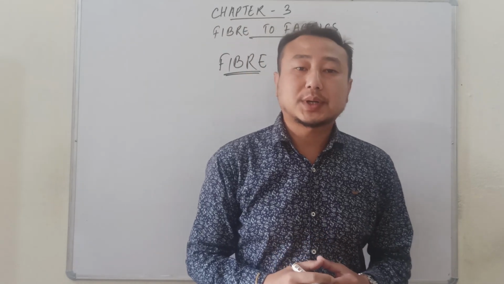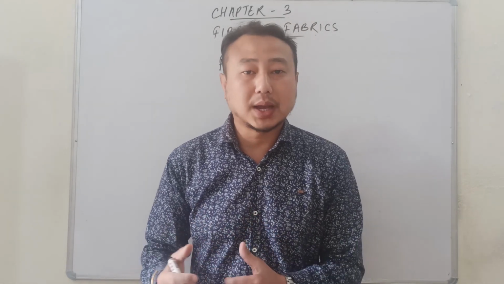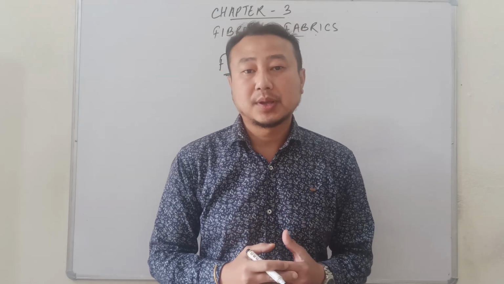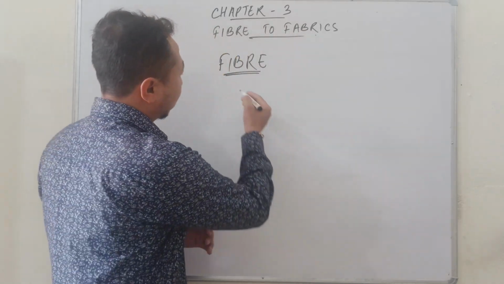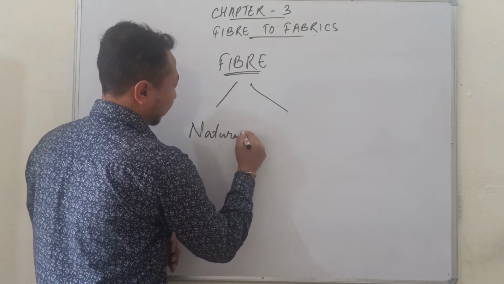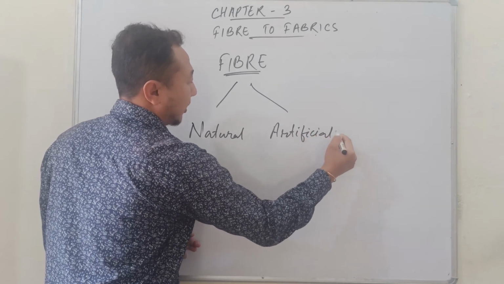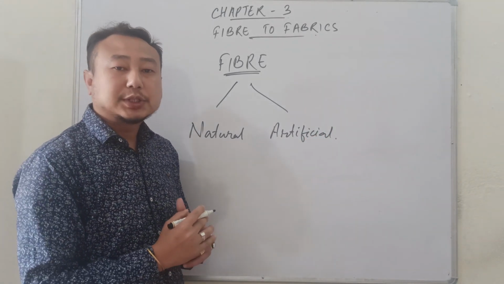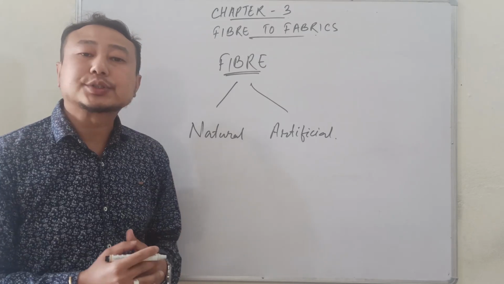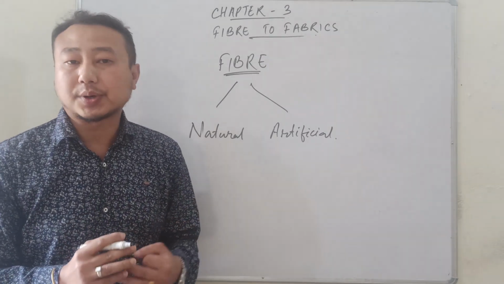Fibers are long thread-like structures that are obtained from different sources. They may come from plants or from animals. The fibers are divided into two types: natural and artificial fibers. Natural fibers are the ones that are obtained from living organisms. They may be plants or animals.